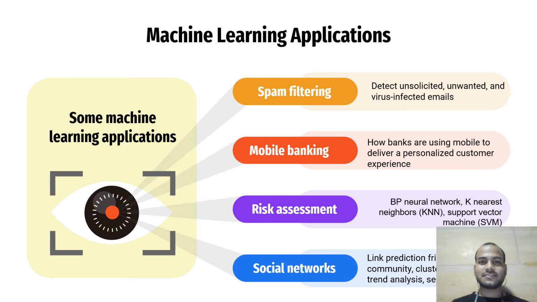Machine learning applications. Now there are some different machine learning applications: spam filtering, mobile banking, risk assessment, social networks. Spam filtering detects unsocialized, unwanted, and virus-infected emails. Mobile banking is how banks are using mobile to deliver a personalized customer experience. Risk assessment uses BP neural network, K nearest neighbors (KNN), support vector machine (SVM). Social networks use link prediction, friend suggestion, community cluster identification, trend analysis, sentiment analysis.